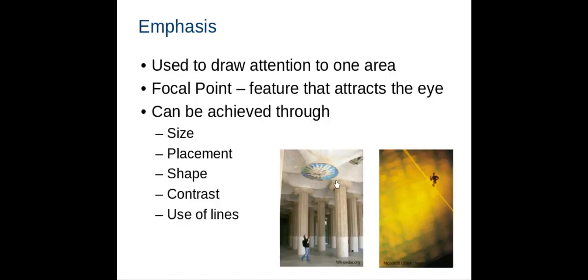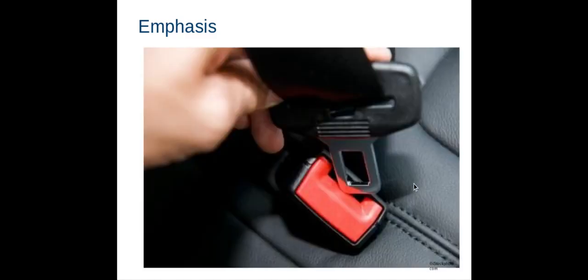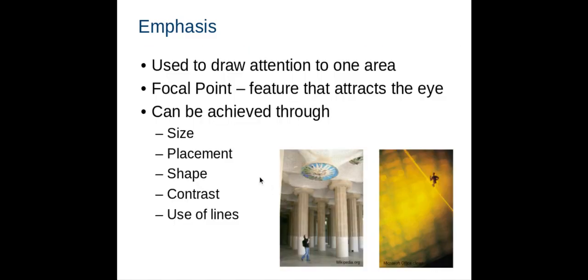Emphasis is what is used to draw our attention to a particular area. The focal point is what our eye gets attracted to. If you notice this image on the right, emphasis is used to draw our attention to one particular area. In this image on the right, we're drawn to this bright area, and then from there, we're drawn to the dark area, which is the person right there. The focal point is whatever attracts the eye.